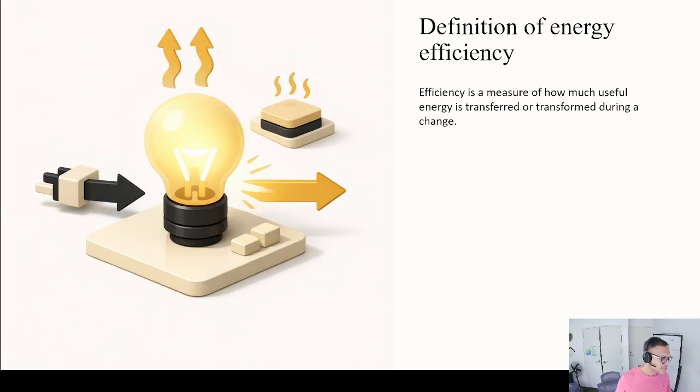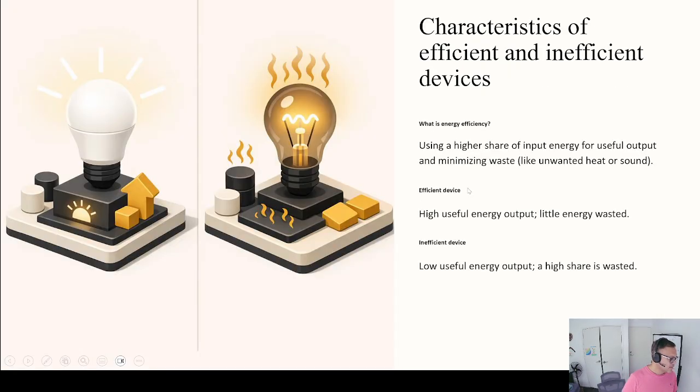So efficiency means how much useful energy is transferred or transformed during a change. The more light it gives and the less heat it gives, the more efficient it is, right? Because in this particular case, I want light. If you give me more light, I will buy you. If you give me less light and more heat, that heat is waste in this particular case. So energy efficiency is a measure of how much useful energy is transferred or transformed. Cool. So that is energy efficiency.